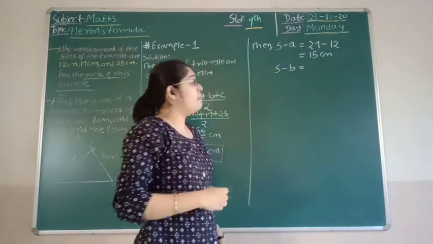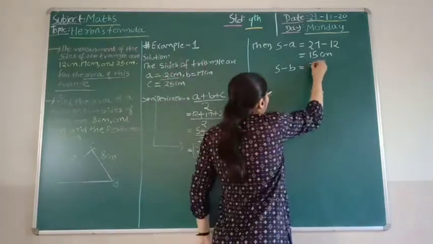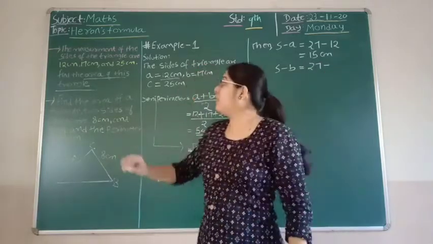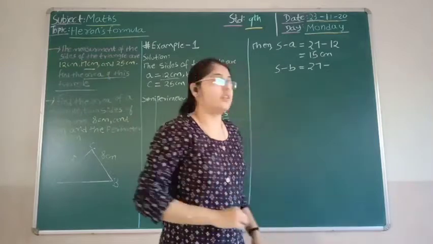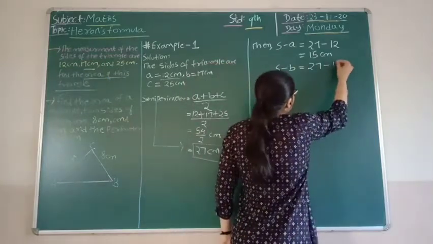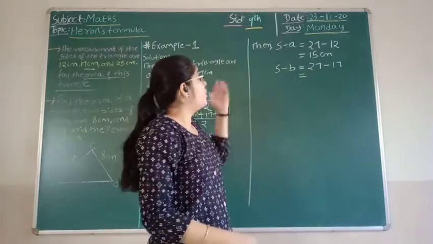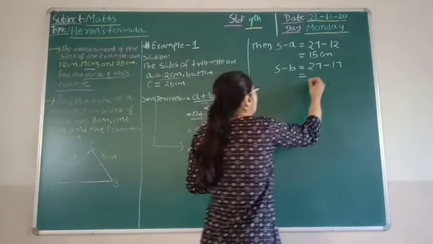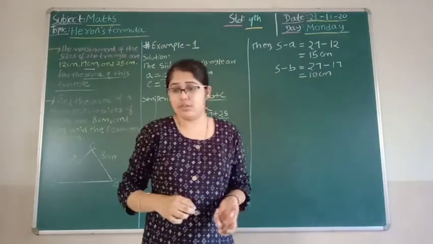Now, the same way I will find S minus B. So that will be again, semi-perimeter is 27. So I write over here 27. Now B I am having over here is 17 centimeter. So writing over here 17, and as we know, 27 minus 17 is nothing but equal to 10. So I am writing over here 10 centimeter.